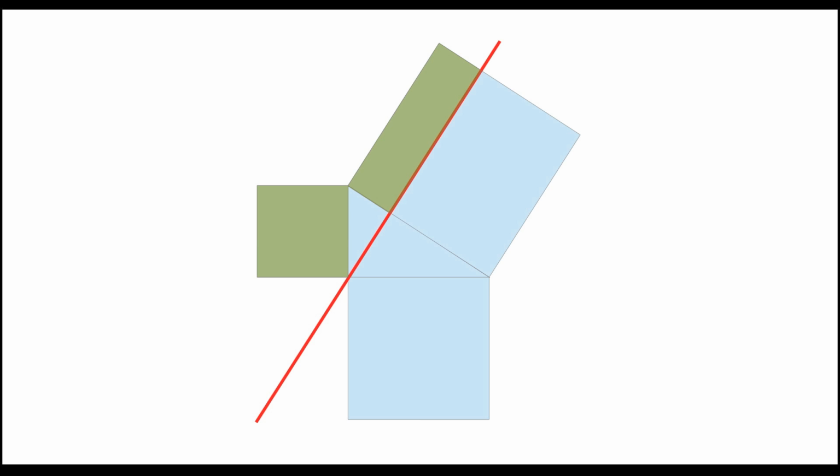Why is that? Well, take a line and separate the two smaller squares and divide the larger square into two rectangles. This rectangle's area equals this square's area. This other rectangle's area equals this other square's area. Adding them all up, the largest square has the same area as the two smaller squares' areas added together.